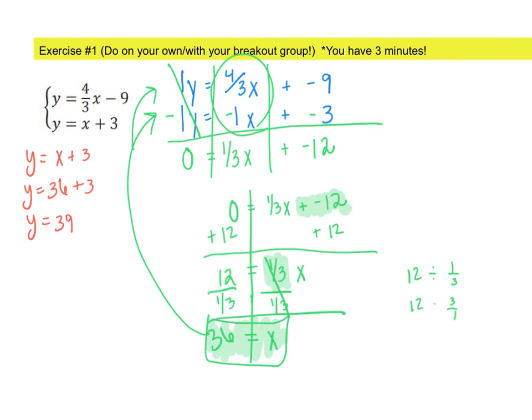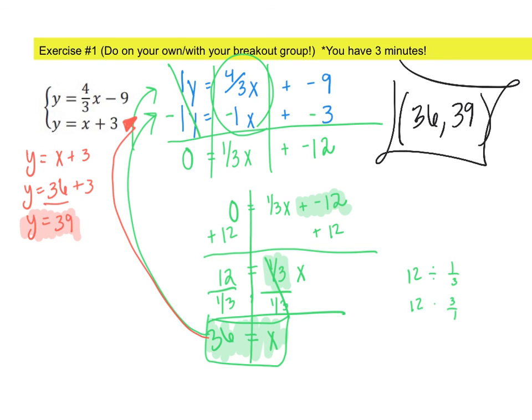All right, well, I chose to plug my 36 for x into my original equation right here. And so it said y equals x plus 3, so I changed it to y equals 36 plus 3. And 36 plus 3 is 39. So my y is a 39, and my x is a 36, and I'm just going to write that as an ordered pair. X comes first, 36, 39. That is the solution to these equations.